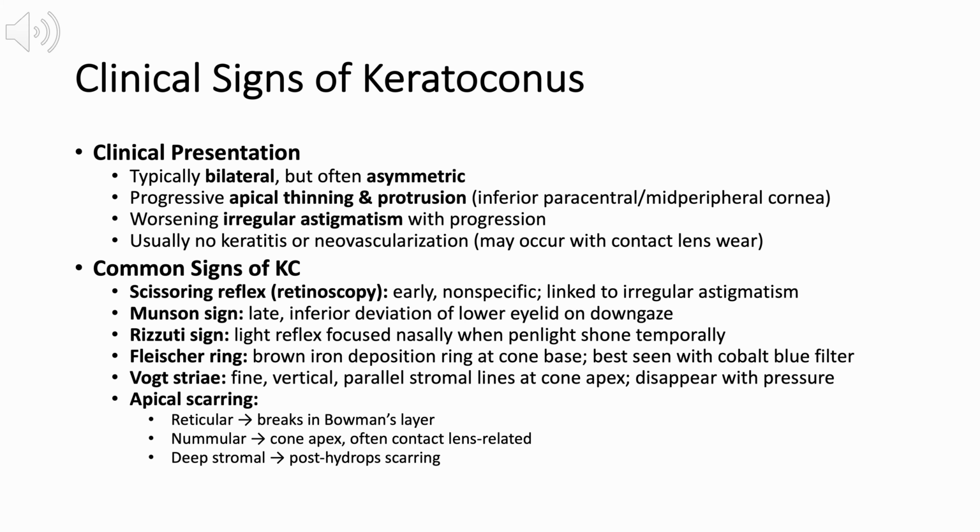The Fleischer ring is an iron ring at the base of the cone that can be partial or complete and is best visualized with a cobalt blue filter. Additionally, Vogt striae, which are fine, vertical, parallel stromal lines at the cone apex, can be seen but typically disappear with applied pressure. Apical scarring is another important and common feature that can take different forms. Reticular scarring results from breaks in Bowman's layer, while nummular scarring occurs at the cone apex and is often related to contact lens wear. Deep stromal scarring may also be seen and typically follows episodes of corneal hydrops. Together, these clinical findings provide a clear framework for identifying key features of keratoconus.